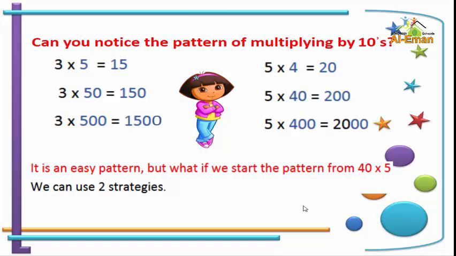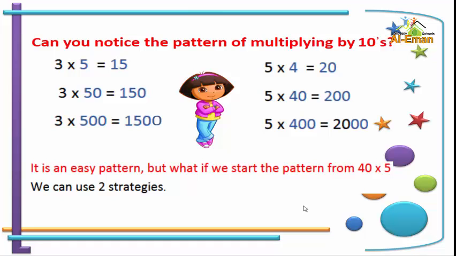Okay, look at another example. 5 times 4. Who can tell me the product? 20. Perfect. Okay, 5 times 40. We have one 0. 5 times 4 is 20 and put one 0. 5 times 400. Okay, 5 times 4 equals 20 and put 2 zeros.